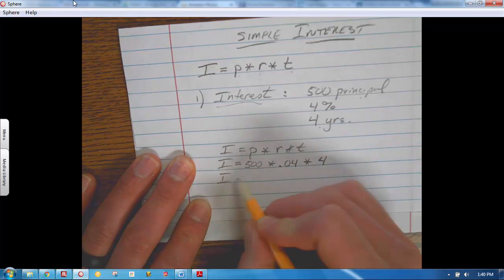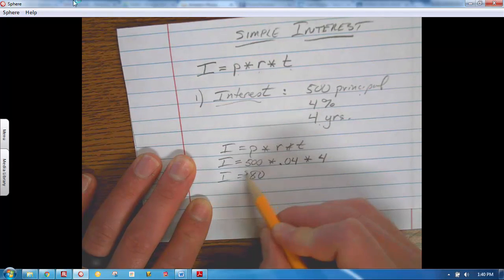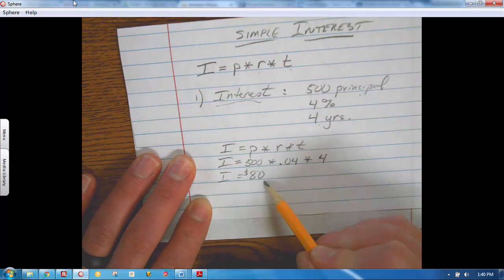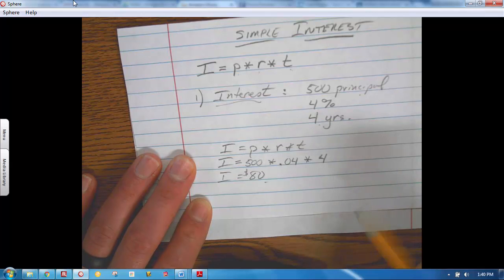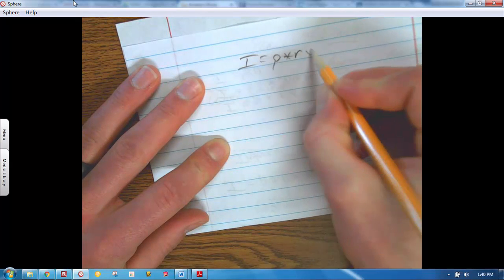So over the course of 4 years, my money will have earned $80 in interest. Okay, so that's the first one. Let's do another one. So again, we're going to use I equals PRT.